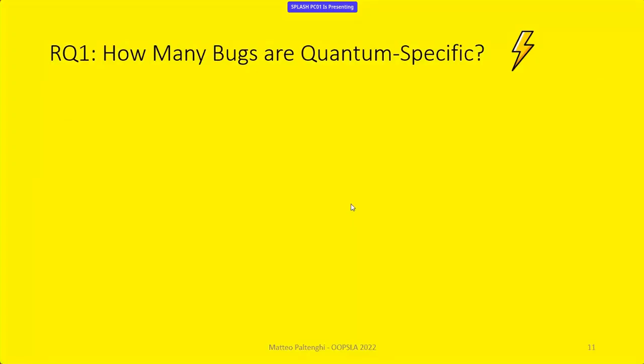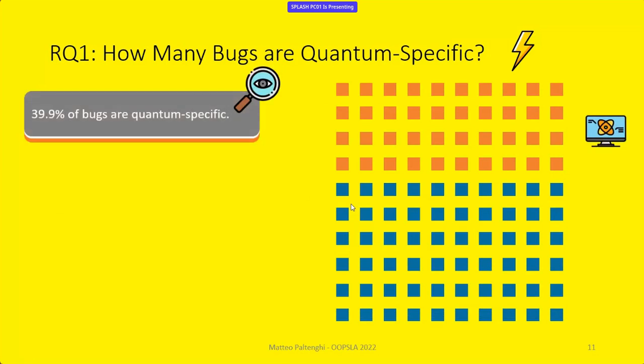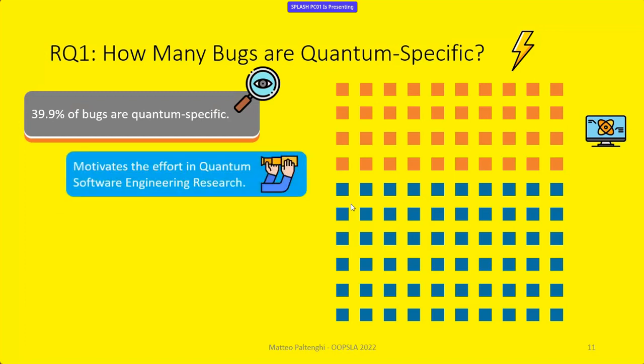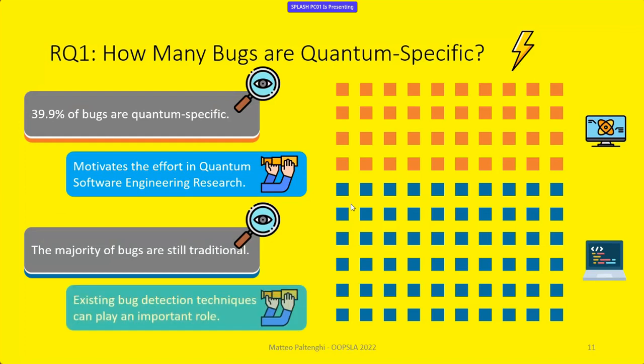So let's move to the result. How many of those are quantum? This is the result. Almost 40% of these bugs, so a consistent portion, are quantum specific bugs. This calls for and motivates further effort in quantum software engineering research. On the flip side, it's also encouraging to see that the rest, 60% of them, are still classical, therefore opening up the opportunity to reuse existing techniques that could play an important role as well.